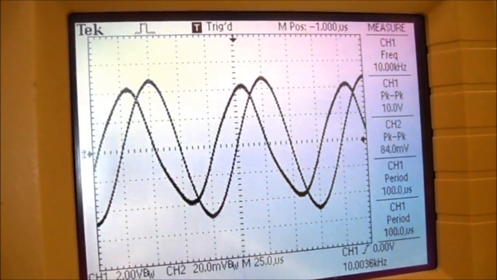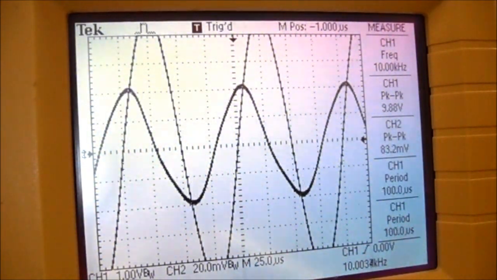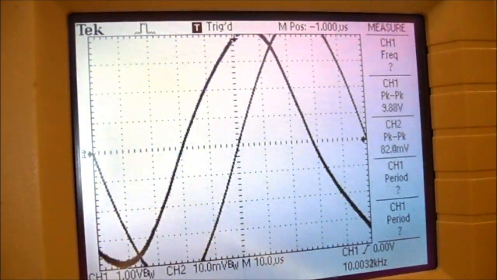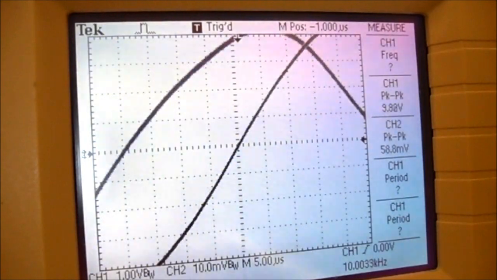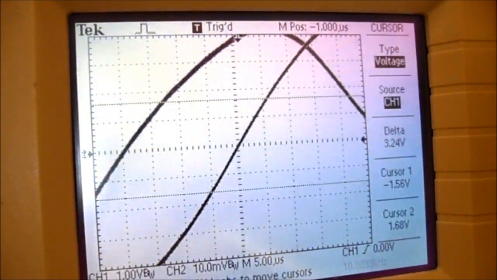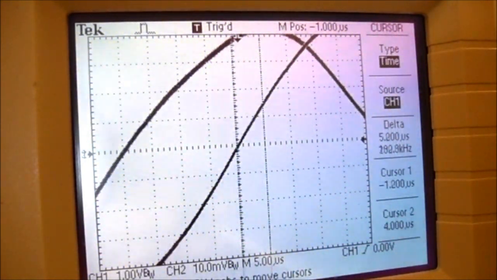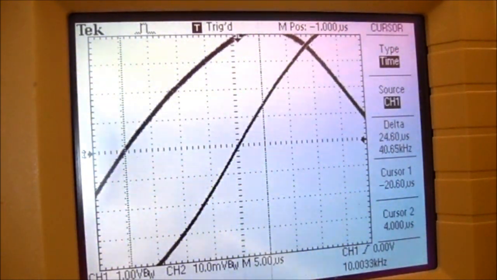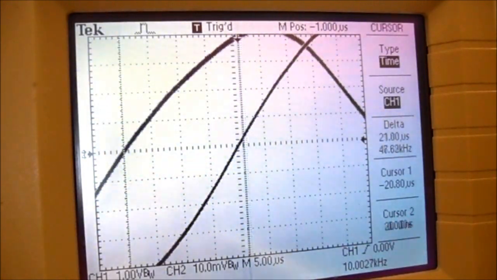So to check my phase angle, I'm going to increase the sensitivity on channel 1 and on channel 2, and the seconds per division. And then I'm going to put my cursors on, and I need type time. So my first cursor is going to go through the first waveform zero crossing line, and remember that that is I_T. And the second cursor will go through the channel 1 zero crossing line.